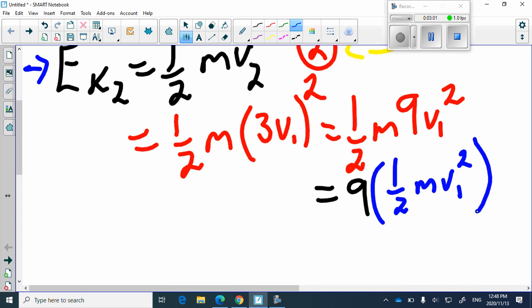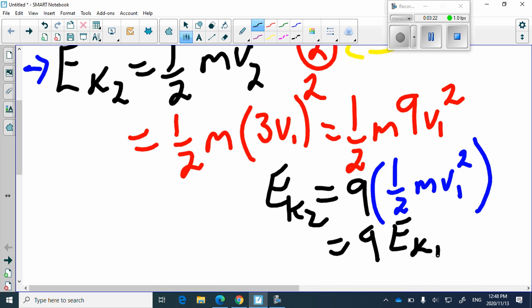That's completely legal. So what have I proved here? Well, I proved that EK2 is that. Kinetic energy in the second situation is that. But if you take a look at what's written in blue, that is nothing more and nothing less than the first kinetic energy. So I've proved to you that by tripling the speed, you increase the kinetic energy by 9 times. Is this okay?